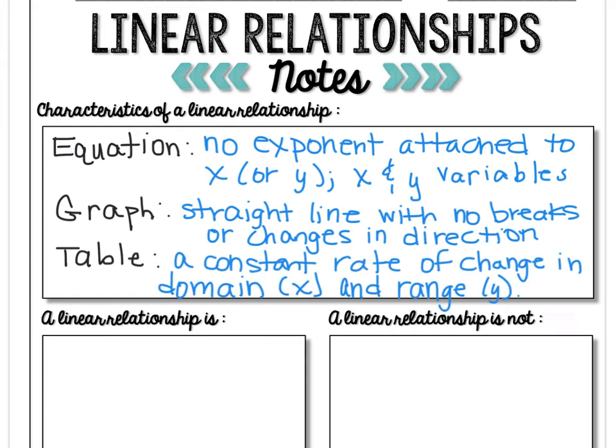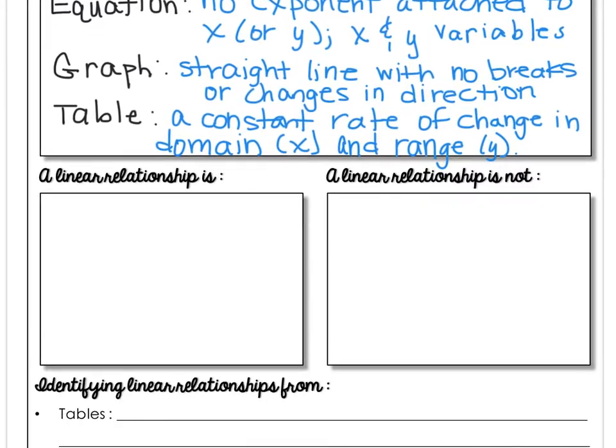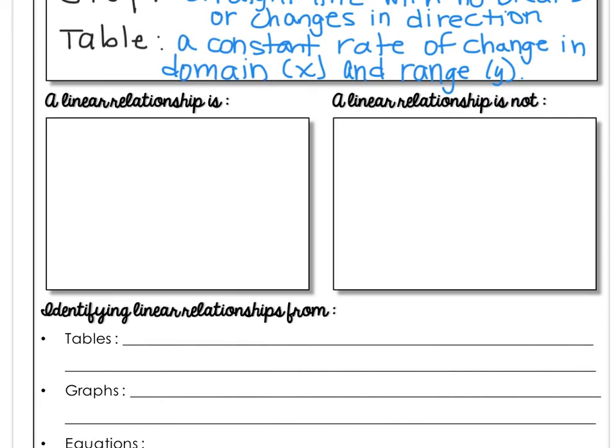Something with a constant rate of change has slope. If it has slope, it's probably a linear function. So when you're looking at linear relationships, what you'll look for is a straight line and a constant rate of change.